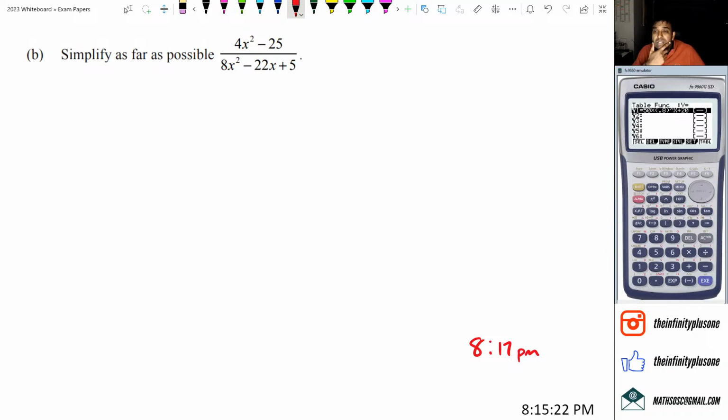Now, guys, we did this question about a couple of weeks ago, I think, when we started these tutorials. Remember, you've got to factorize the numerator and then factorize the denominator, and then cancel out one of the brackets.